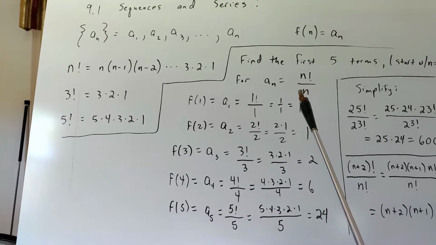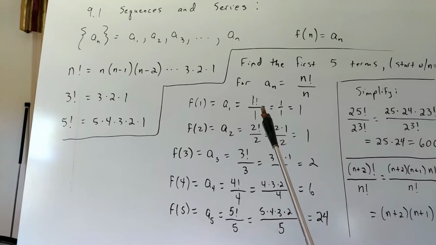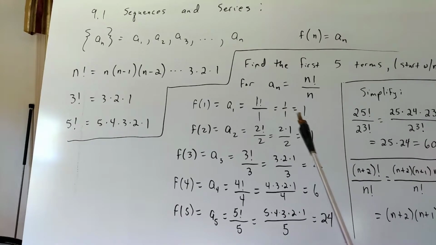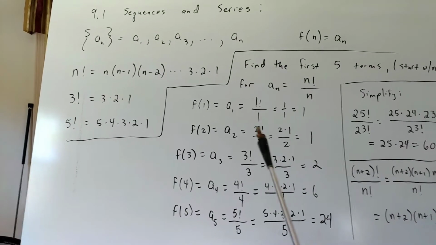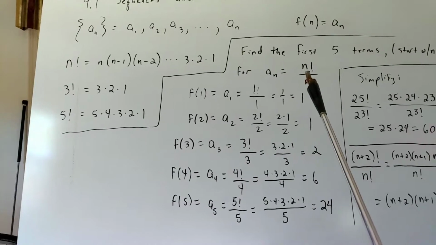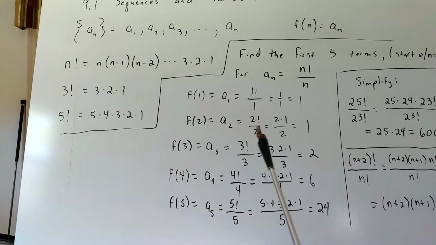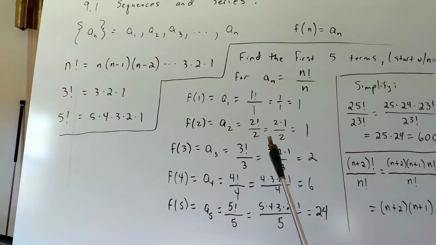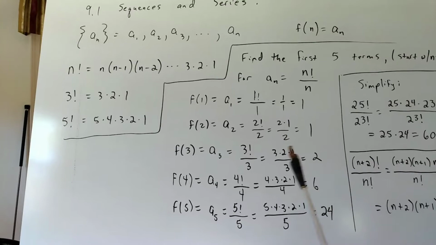F of 1 equals a sub 1 equals, since n is 1, we plug in 1 here and do 1 factorial over 1. By definition, 1 factorial is 1. 1 over 1 is 1. So the first term, a sub 1, is 1. F of 2 will give me a sub 2, which is going to be 2 factorial over 2. And 2 factorial is 2 times 1. And 2 times 1 over 2 equals 1.